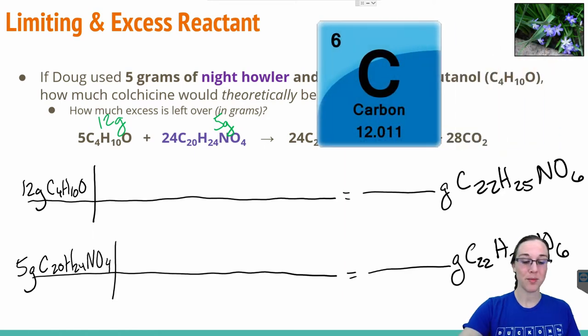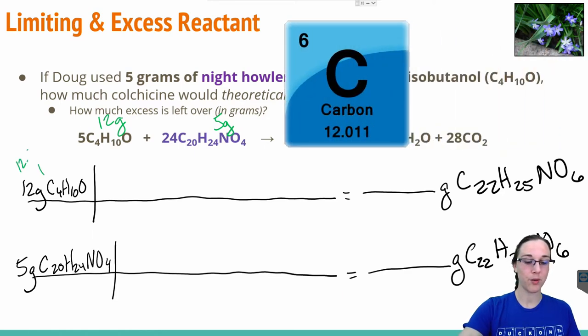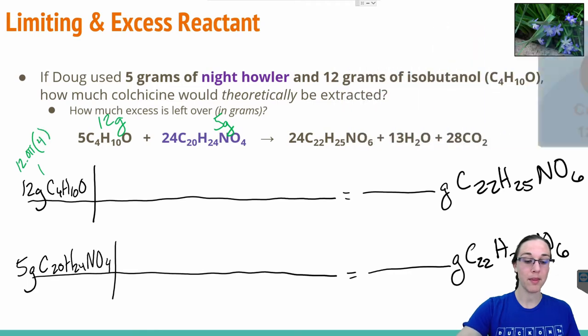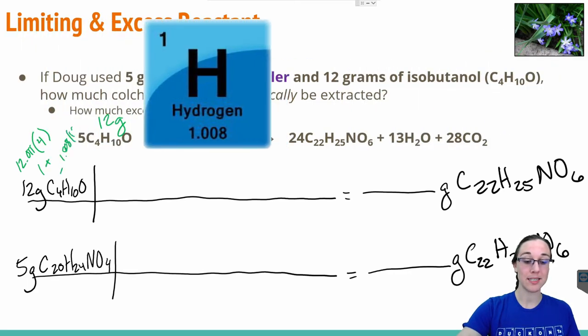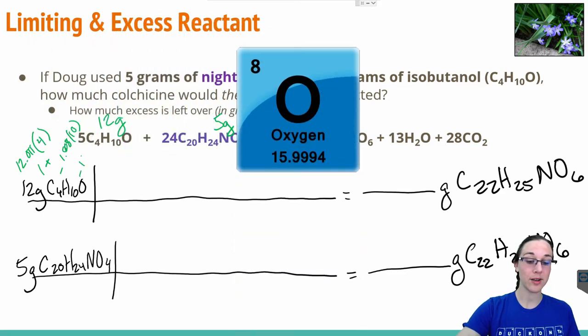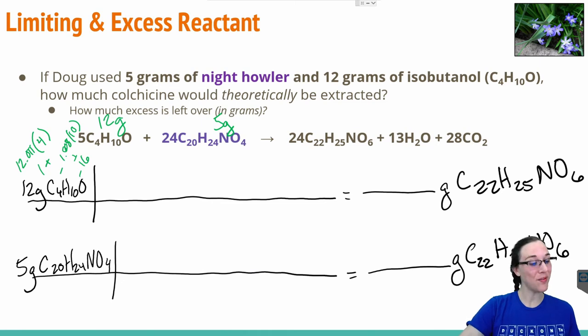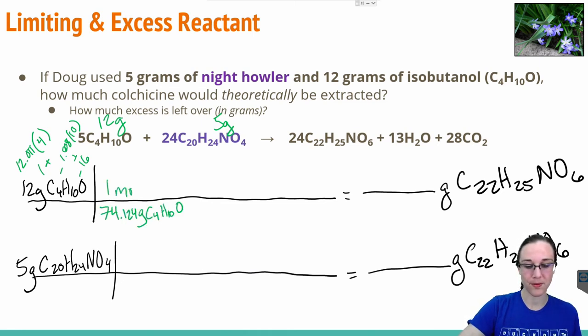We know that each carbon weighs 12.011, and there happens to be 4 of them. And each hydrogen weighs 1.008, and there happens to be 10 of those. And each oxygen weighs 16. So if we add up those 3 values together, we get 74.124 grams of isobutanol per mole of isobutanol.